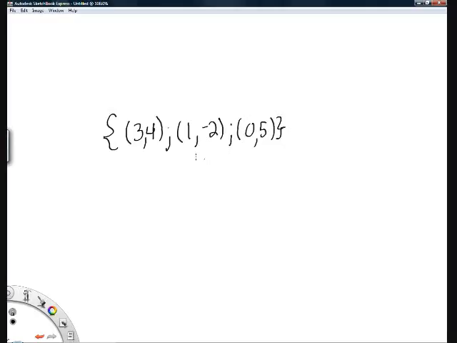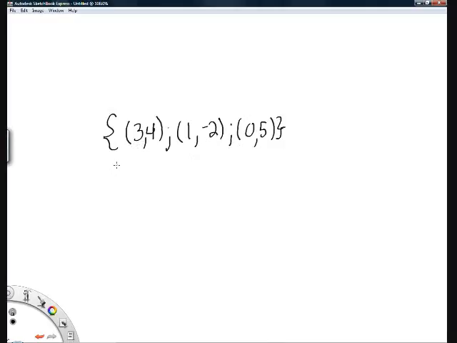So I mentioned that you could do the set of all the points. So for example, let's suppose that I had the following set. And as you look at this, you must ask yourself, is every x paired with one exact y? Well, 3 is paired with 4, 1 is paired with negative 2, 0 is paired with 5. There is no second y value for each x. 3 is paired with only 4.